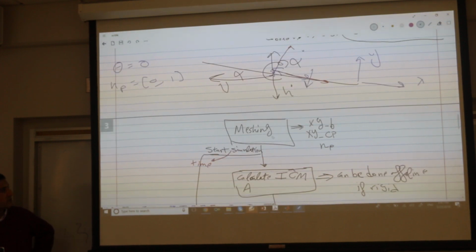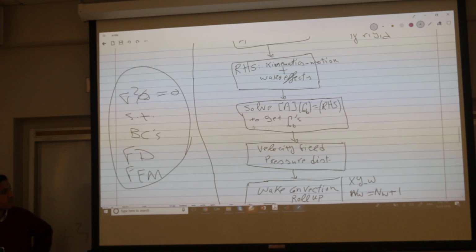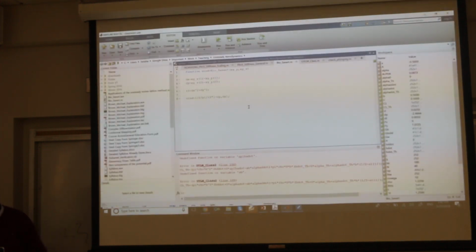And we said this was the flow chart. We discussed it last time. Let's go and implement. So this was the Biot-Savart function.